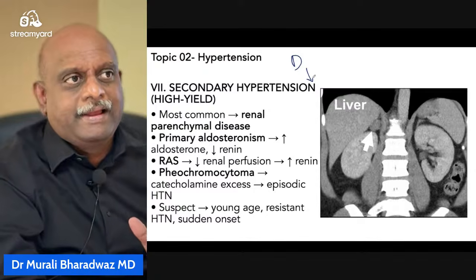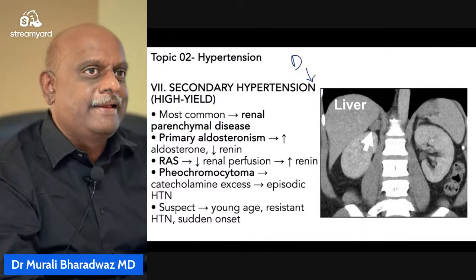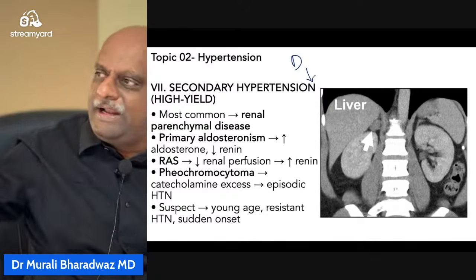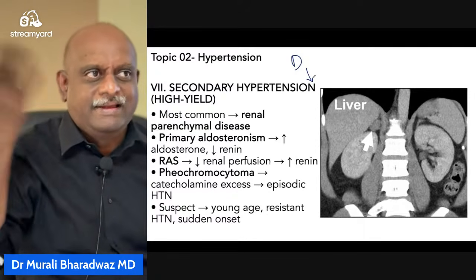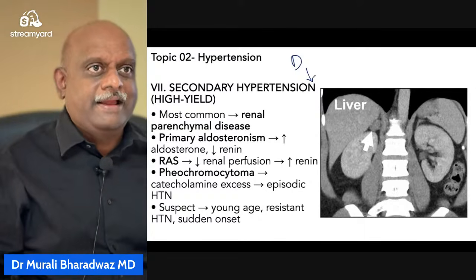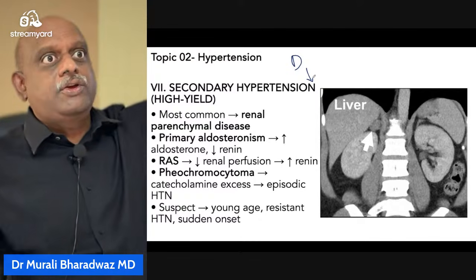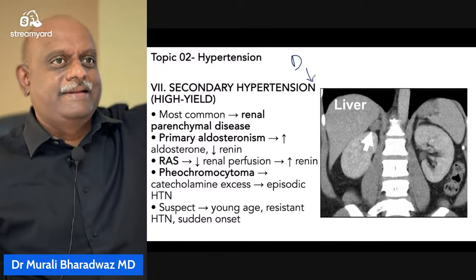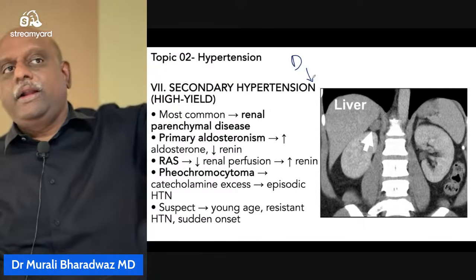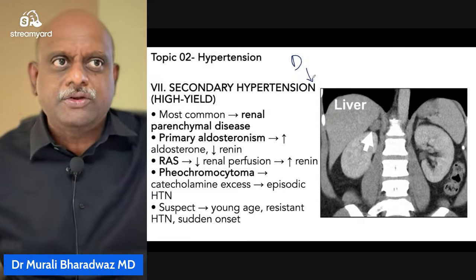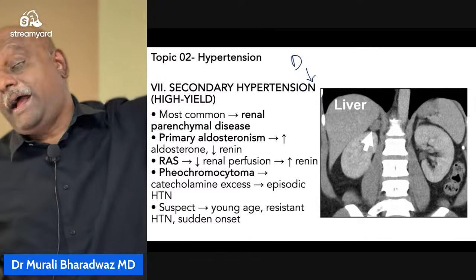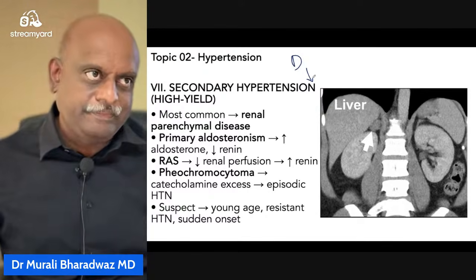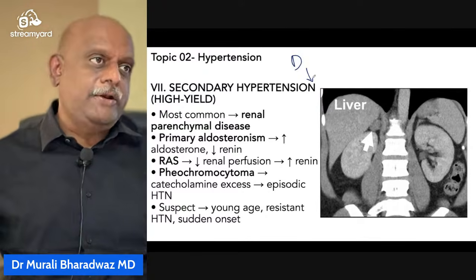What is primary? You have an adrenal adenoma. It doesn't need renin to come and tell it. Without renin telling it, it starts producing aldosterone. That is primary. How will you recognize? High aldosterone with a low renin. In fact, renin will be suppressed. Got me? High aldosterone, low renin is equivalent to primary hyperaldosteronism. High aldosterone, high renin is equal to secondary. Don't forget. Similarly, pheochromocytoma.